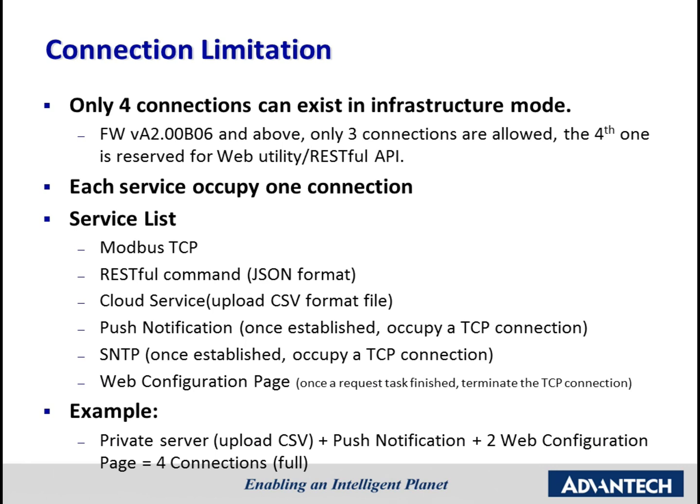If a WISE module is using firmware A2 version or newer, only 3 connections are allowed. The 4th one is reserved for the web utility. But of course, this default setting can be modified. There are a lot of services. What kind of service occupies a connection? Here I list the services: Modbus TCP, RESTful command, cloud service, push notification, SMTP, and web configuration page.